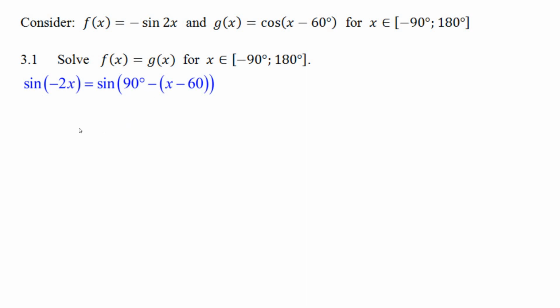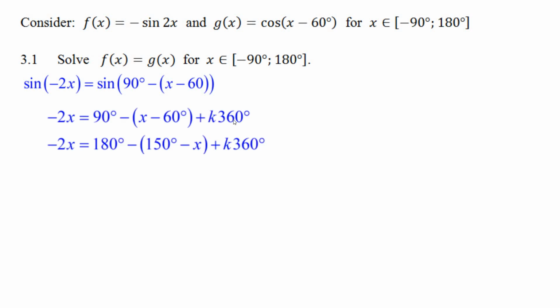Now by comparison, we can say the only way these two equations can be equal to each other is if the minus 2x equals the 90 minus (x minus 60), and that repeats itself every 360 degrees. Well, there's one of your solutions. And the other one is 180 minus this whole angle. Let's take a look at this. 90 minus, that's 150 minus x. So 180 minus this angle, and this angle plus k times 360. There's your general solution. Oh, we've got a little bit of work to do here.